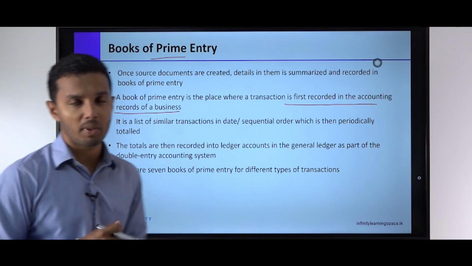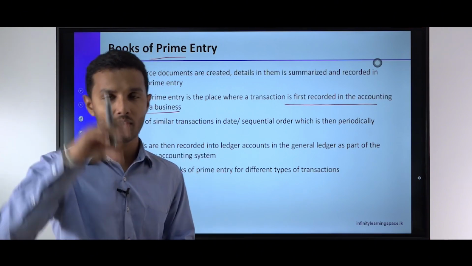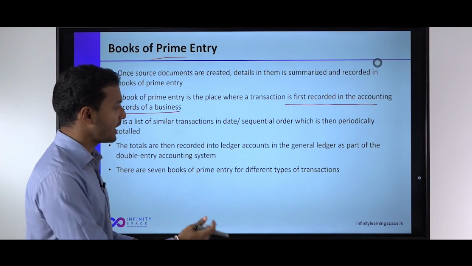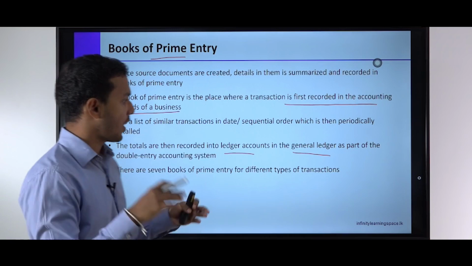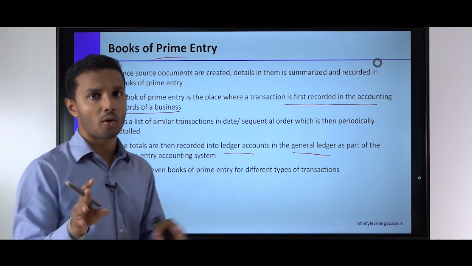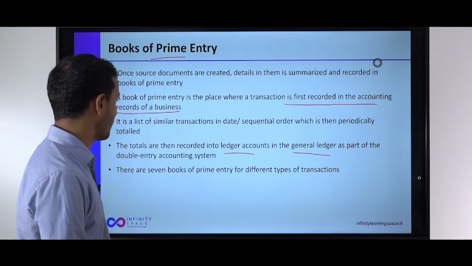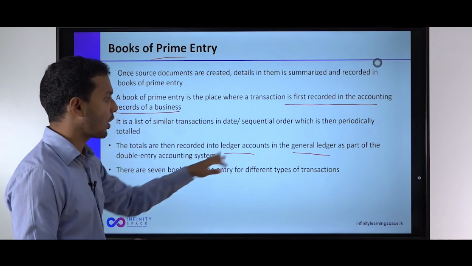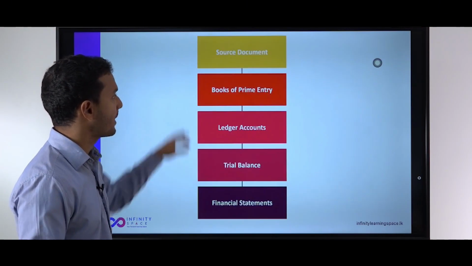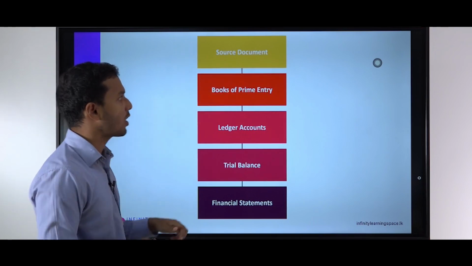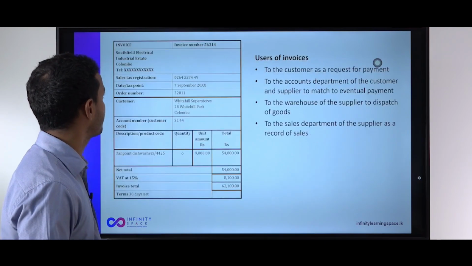Now some of you might already be familiar with this. Once transactions are recorded in books of prime entry, they will be totaled, all of the values will be added up and then recorded in ledger accounts in the general ledger. Now we have not learned this yet. If you are already familiar with this, great. If you are not, don't worry, we will learn about ledger accounts and the general ledger in our next video. So from the books of prime entry, we record these transactions in ledger accounts. If we go to the first slide, you can see after transactions are recorded in books of prime entry, the next step is to record them in ledger accounts.